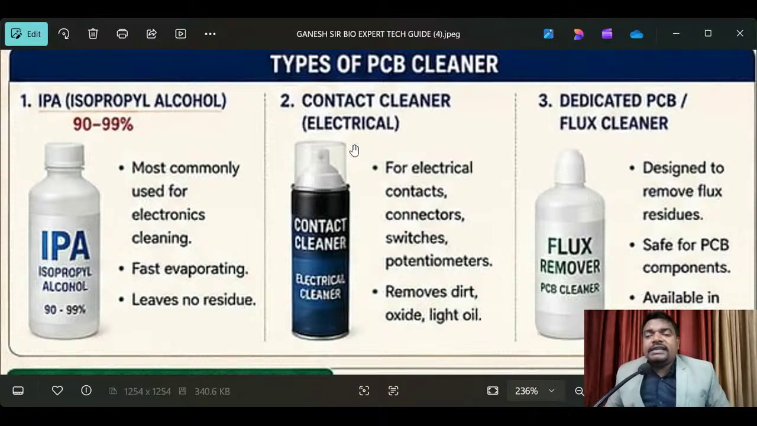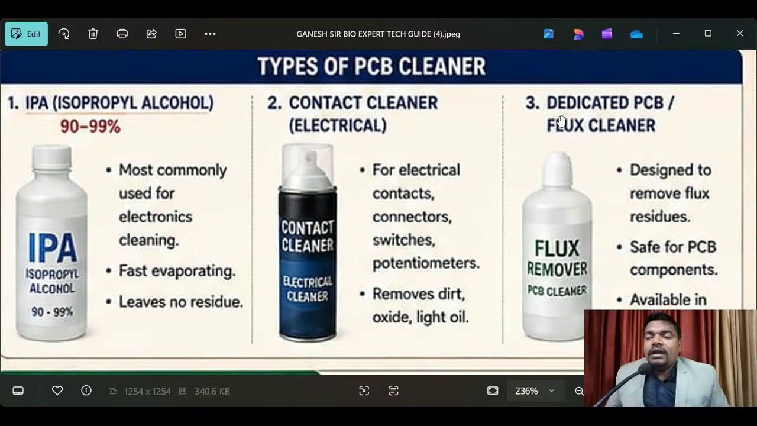Now see here, contact cleaners are for electrical contacts, connections, switches and potentiometers, and remove dirt, oxide and light oil. And next, see here, third, dedicated PCB or flux cleaner, designed to remove flux residues and safe for PCB and components, available in liquid or spray. Okay. So why am I showing you? Because PCB boards are a very sensitive and very critical area. That's why we should handle them very carefully, decently, properly and skillfully.